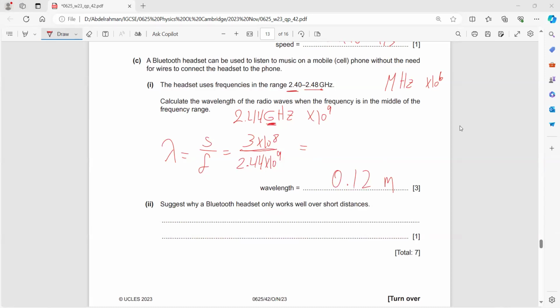Why does it work well only over short distances? Because the radio waves are weak. Yeah, it gets weaker, correct. We can say so. It loses energy and gets weaker.